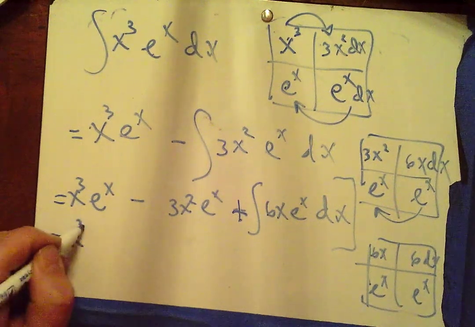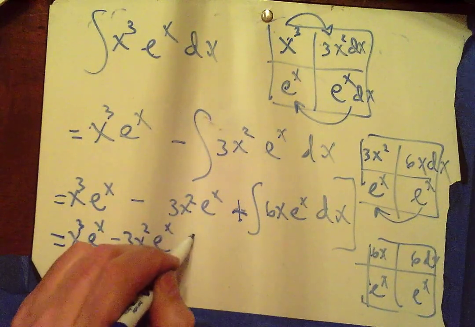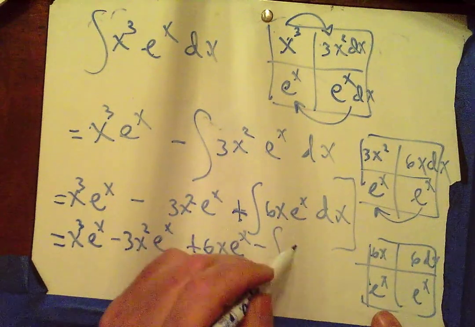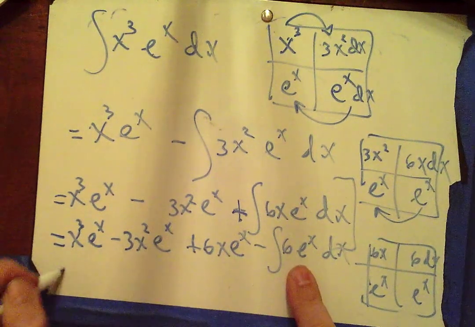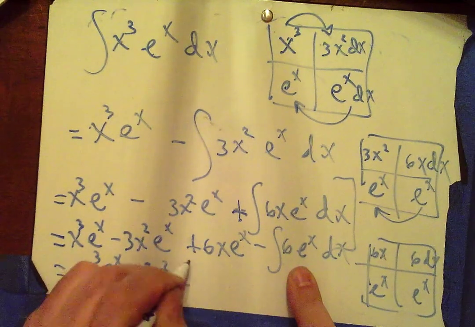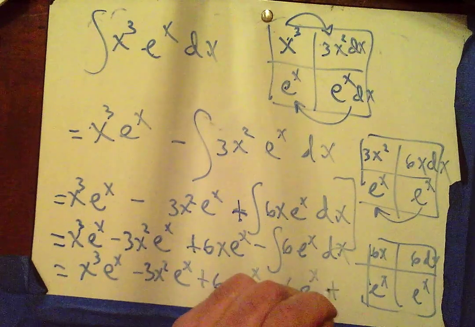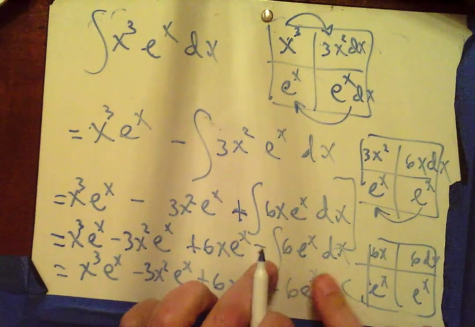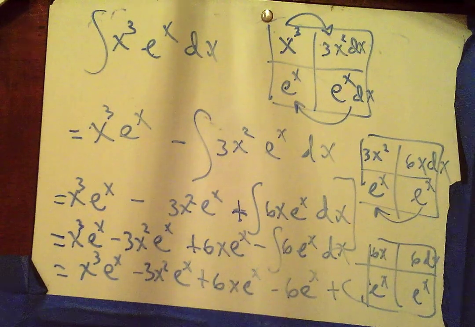So we've got x to the third e to the x minus 3x squared e to the x plus 6x e to the x minus the integral of 6 e to the x dx. And the antiderivative of this, no problem. 3x squared e to the x plus 6x e to the x minus 6 e to the x plus c. One, don't forget the plus c. Two, I can pull that constant out and say, what's the antiderivative of e to the x? It's e to the x times that negative 6 that was out in front.